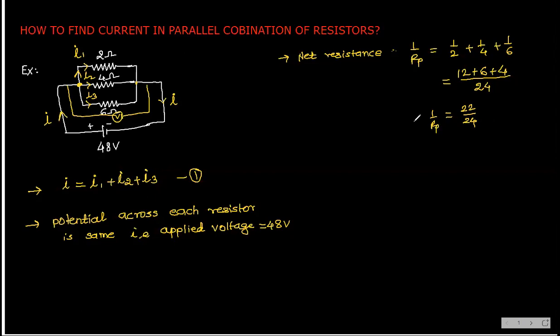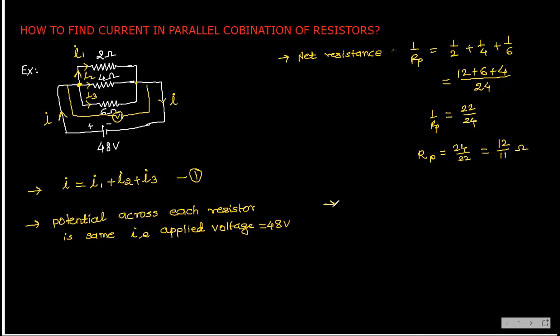So Rp is equal to what? Rp is equal to 24 by 22, which is 12 by 11 ohm. Yes, everyone got like this? 12 by 11 ohm.